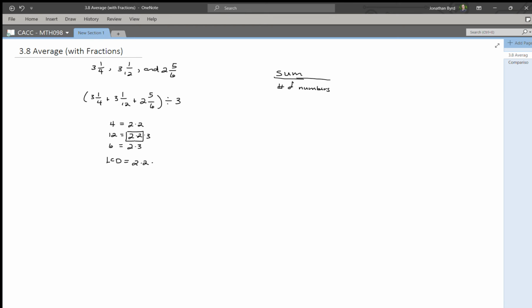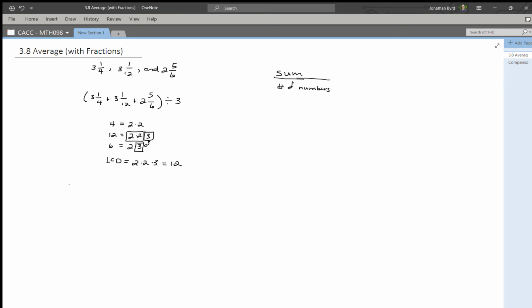And then 3 occurs once. It occurs once here, and it occurs once there, so I can pick either one I want. But really what I'm looking at is saying, well, 4 is 2 times 2, which occurs in 12. And 6 is 2 times 3, which also occurs in 12. So my LCD actually just becomes 12.